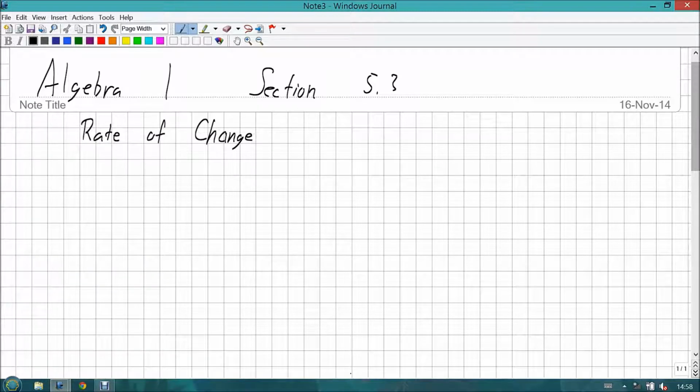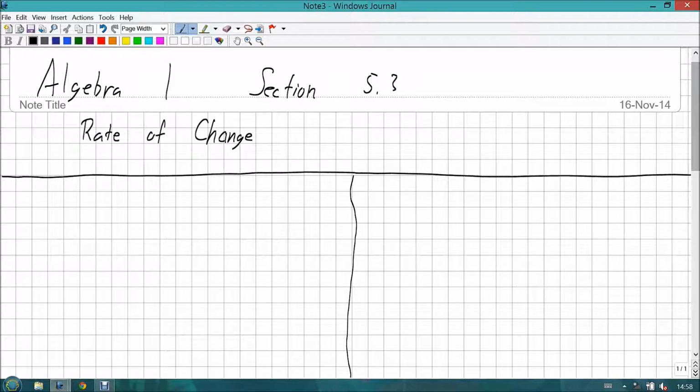Now the rate of change seems like it might be an easy thing to do, but not so much. The rate of change is actually one of the most important aspects of calculus. And calculus has given rise to physics. Physics gave rise to the iPhone. iPhone gave rise to Flappy Birds, which is pretty flippin' awesome. So all of it comes down to rate of change, what you are going to be learning today.